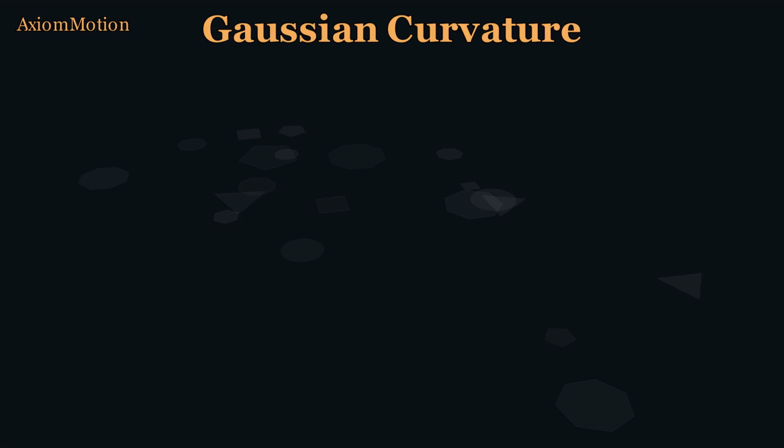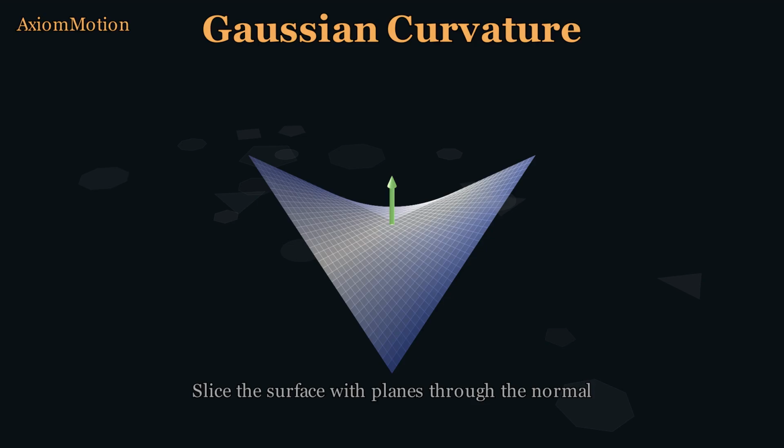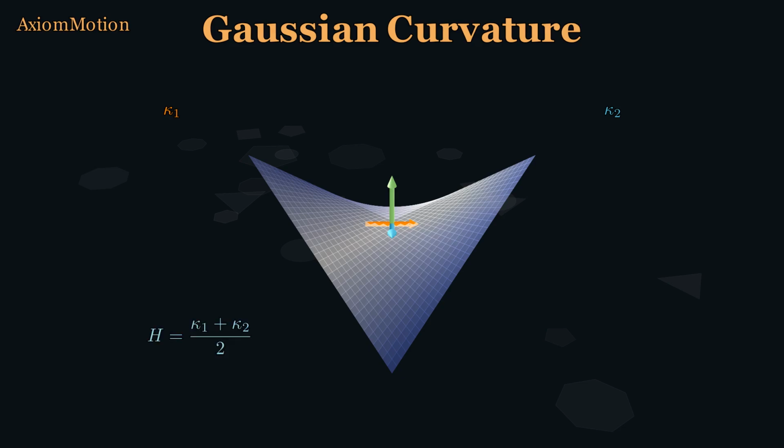At any point on a surface, imagine slicing it with a plane that contains the normal vector. The cross-section is a curve, and that curve has a curvature. Rotate the slicing plane, and the curvature changes. The maximum and minimum values are called the principal curvatures, kappa 1 and kappa 2. They capture the most and the least the surface bends at that point. The average of the two gives the mean curvature H, which governs minimal surfaces like soap films.